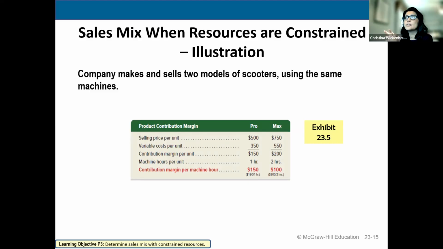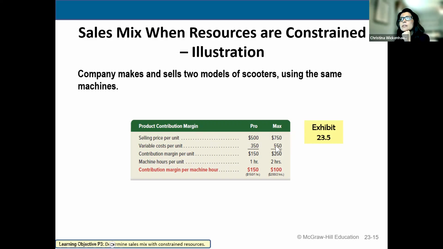So this company sells 2 models of scooters, and it uses the same piece of machinery to create these two models of scooters. If I'm looking at the product contribution margin, I sell the Pro at 500 and I sell the Max at 750.